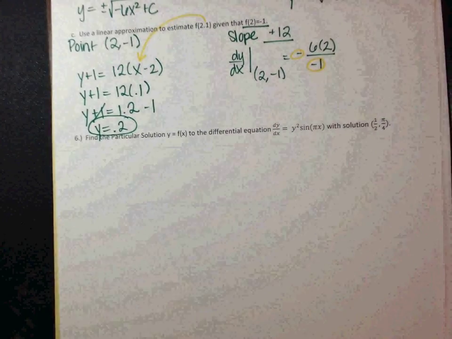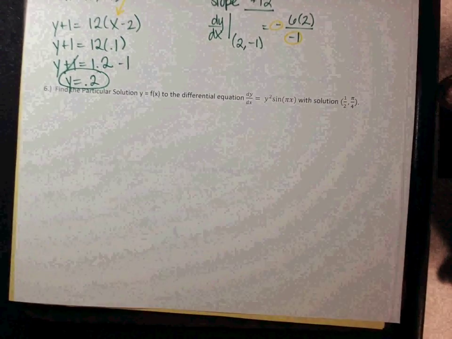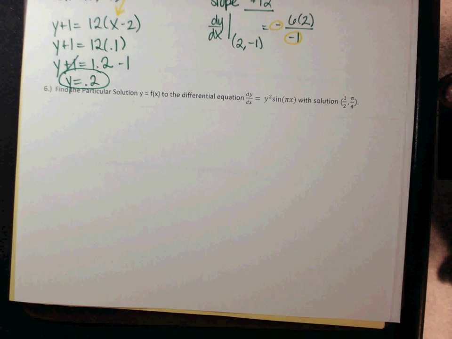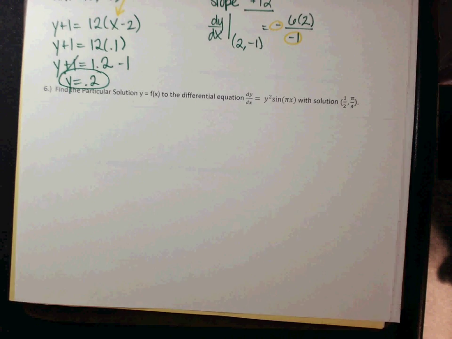Okay, so look at number 6. He's going to be gone for 3 days, so it's a little bit longer. What do you need to do first? Separate. Y step to the left, X step to the right. So y squared is going to bring down here.